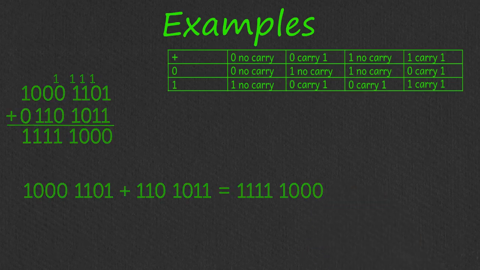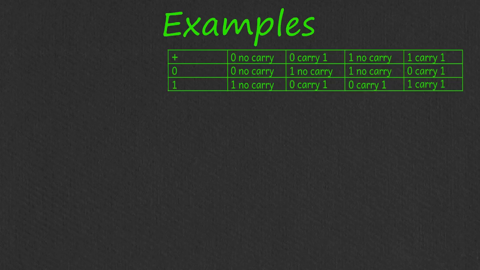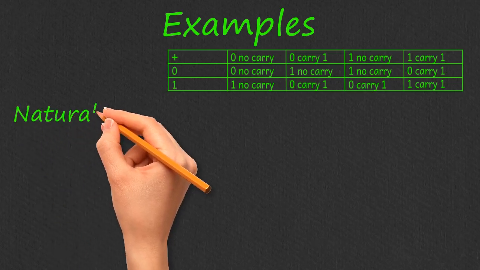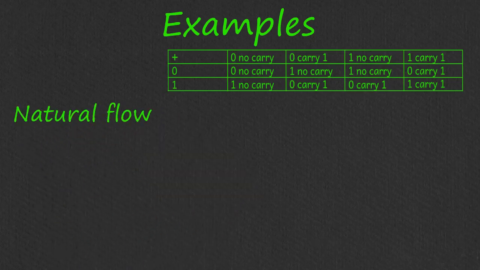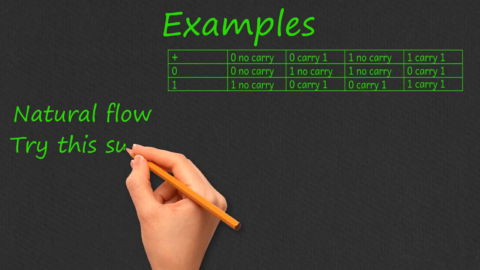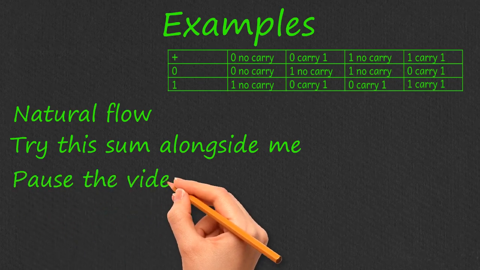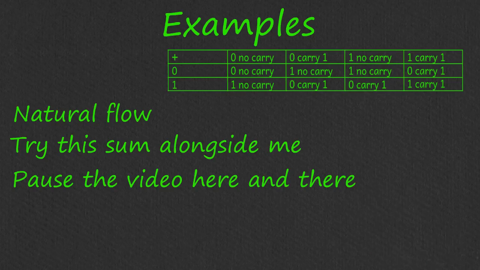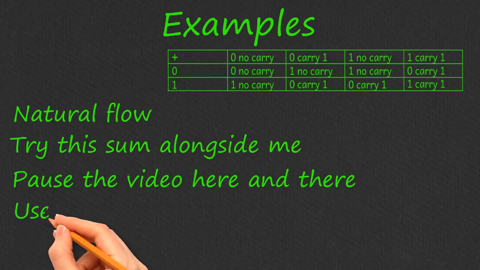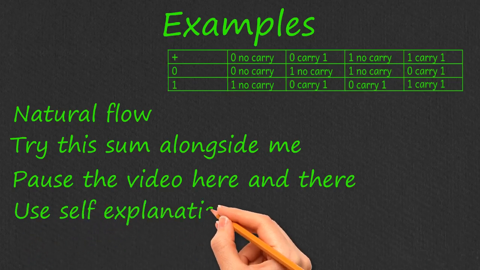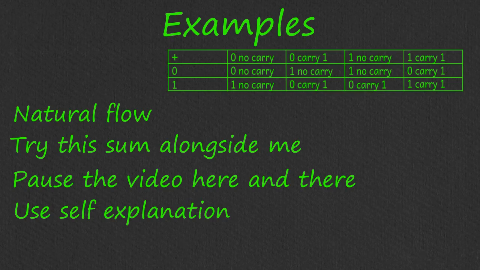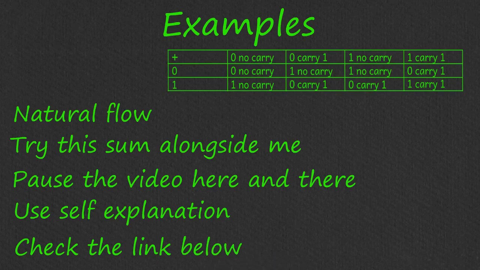I will show you one more example, but this time I will do the calculation in a somewhat more natural flow, without referring to the table all the time like in the two previous examples. Feel free to try to do this sum alongside me, or if you feel you still need more time to absorb the rules, pause the video now and again, and at each step explain to yourself the solutions in more detail. Using self-explanation training can greatly enhance your understanding of new topics. I will link some more information on what self-explanation training is and how to use it efficiently in the comments section.